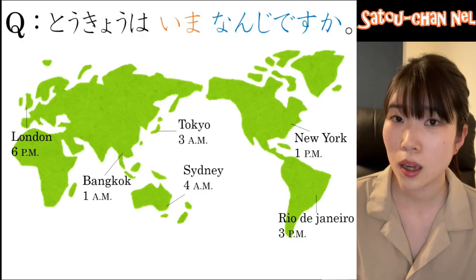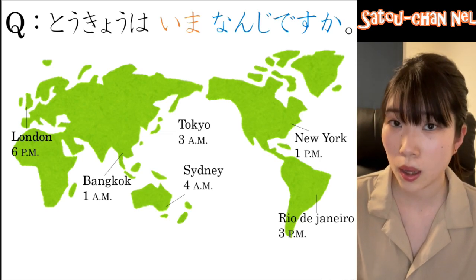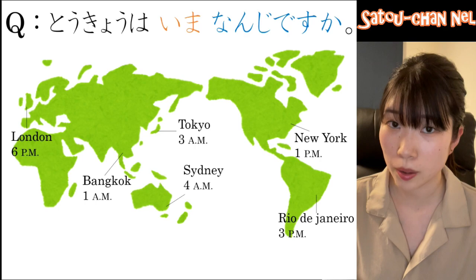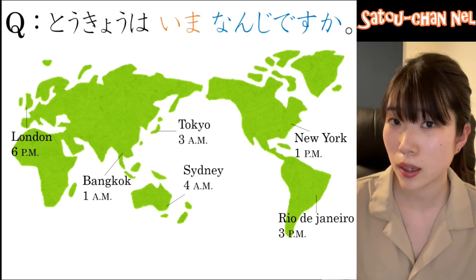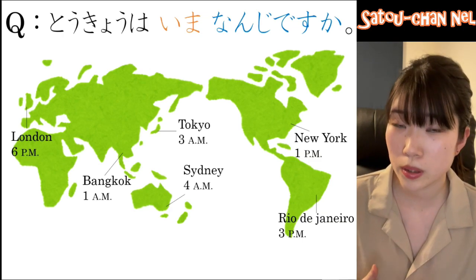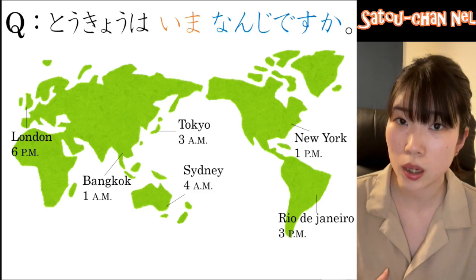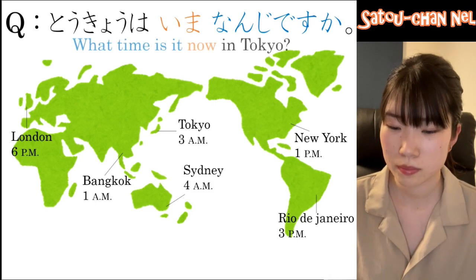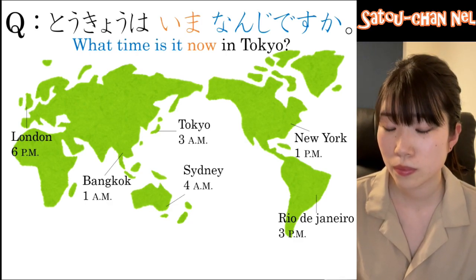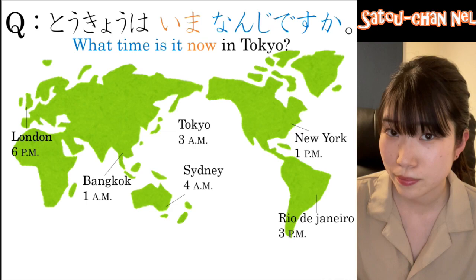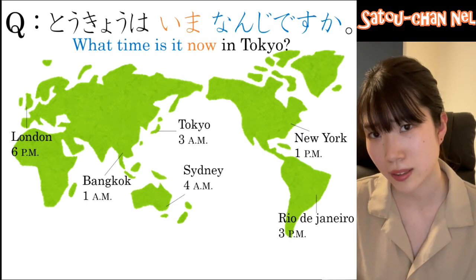東京は今何時ですか? 東京は is a topic marker. So, what time is it now in Tokyo? 東京は今何時ですか? What time is it now in Tokyo? Please answer this question.